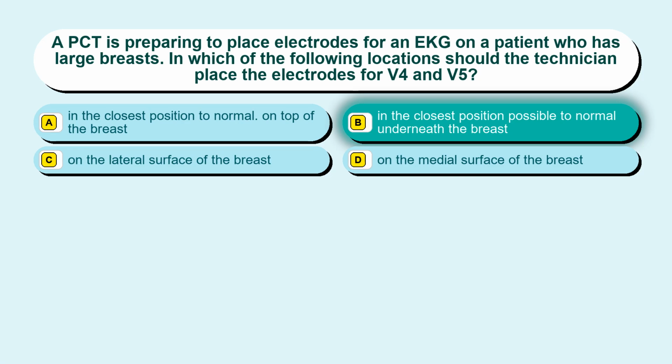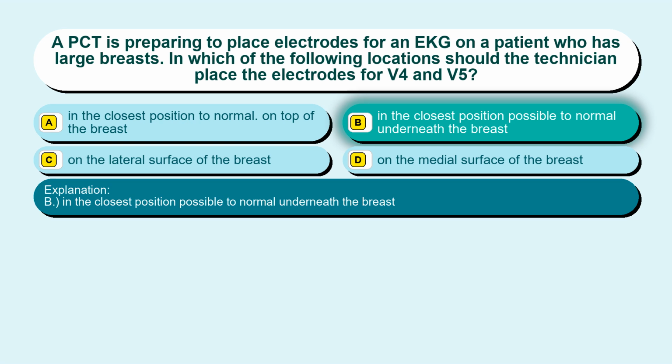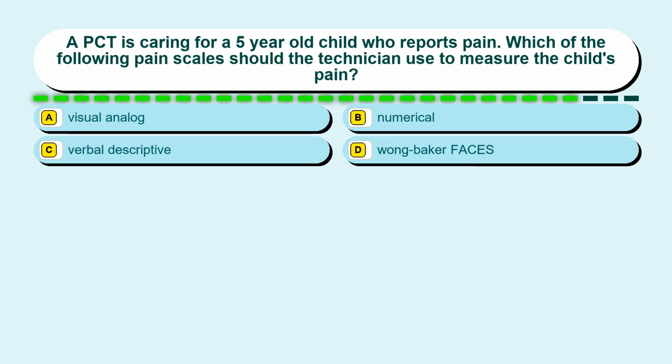The correct answer is option B, in the closest position possible to normal underneath the breast. Question 24. A PCT is caring for a 5-year-old child who reports pain. Which of the following pain scales should the technician use to measure the child's pain?